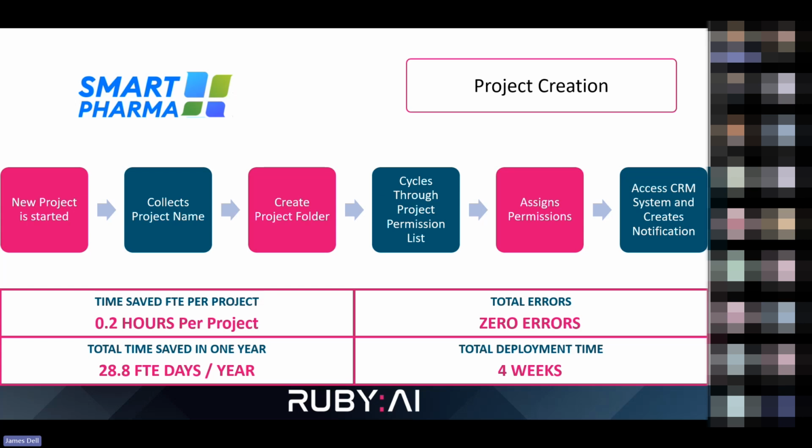So we can all quantify, if that person was being paid a decent salary, that giving them a month back of their time is hugely beneficial, because the process didn't really give any value to anyone. Most of their time was spent assigning permissions to a folder, and it actually involved multiple people, because the people who were creating the project weren't the people setting the permissions and weren't the people who manage the CRM. Again, 0 errors since deployment, and this only took about 4 weeks to get up and running.